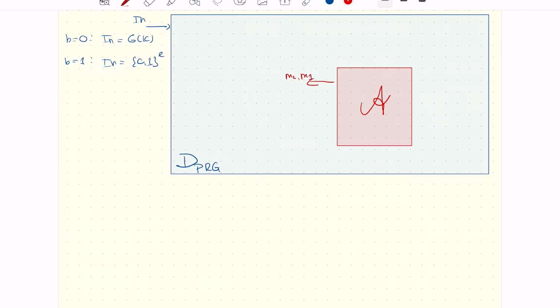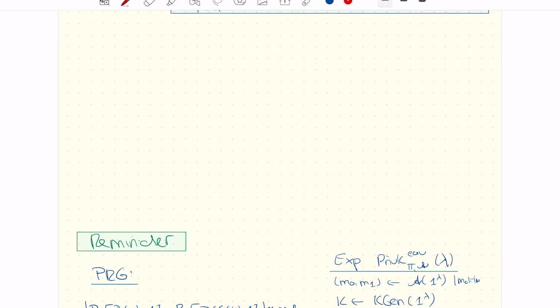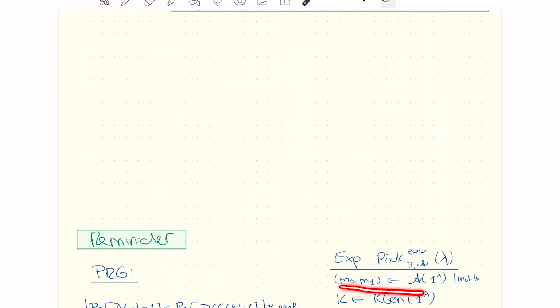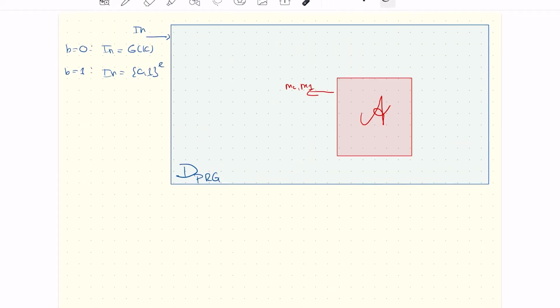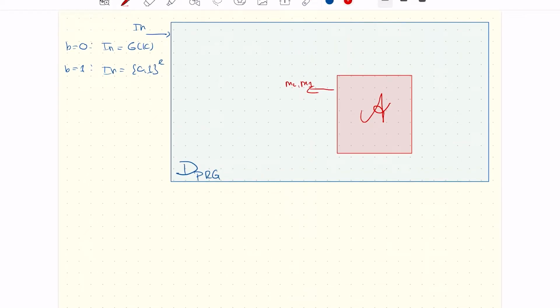Right, so this is essentially the case as we just saw here, namely the first step. A will output two messages of the same length. And now A is essentially waiting to receive some challenge ciphertext. And the question is, where is this challenge ciphertext coming from? The only thing that we have is essentially this input in. And now the idea is essentially to use this input in order to create this challenge ciphertext. Well, how do we do it?